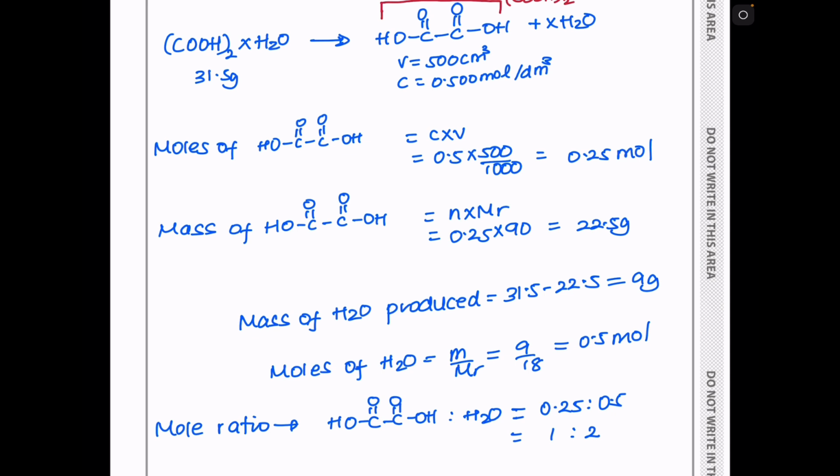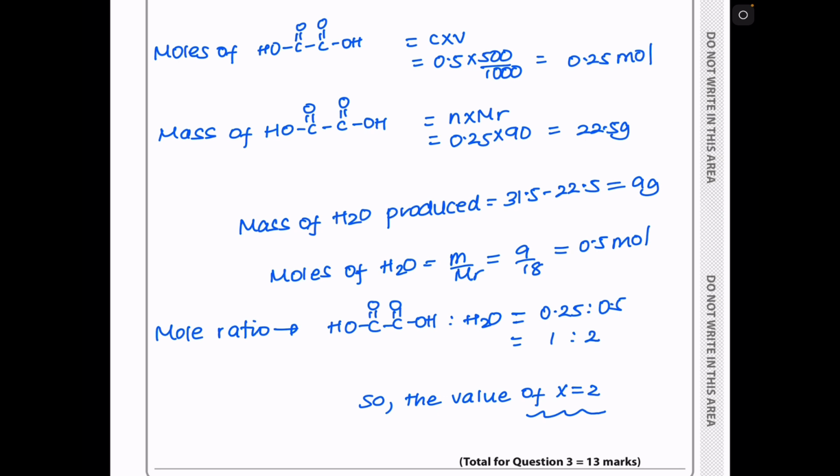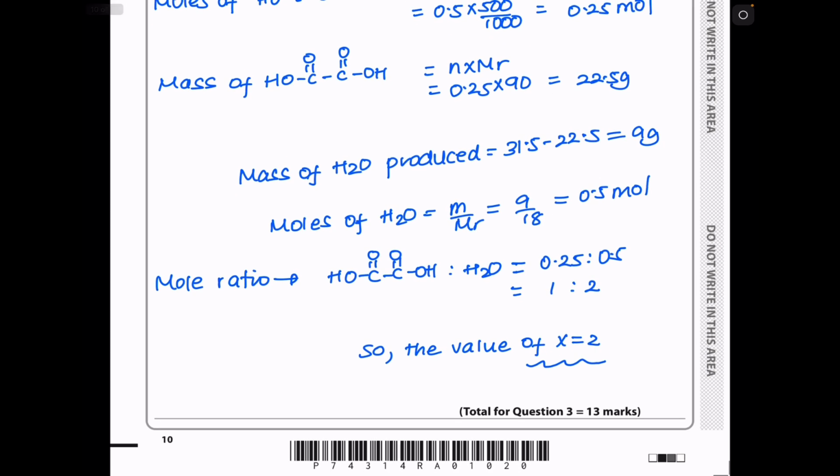So the moles of water are going to be that mass, which is 9 divided by the molar mass of water, which is 18, giving us 0.5 mole. And finally, the mole ratio of ethanedioic acid to water is going to be 0.25 to 0.5, giving us 1 to 2, and the value of X is going to be 2. So this brings us to the end of question 3. Let's continue to question 4.